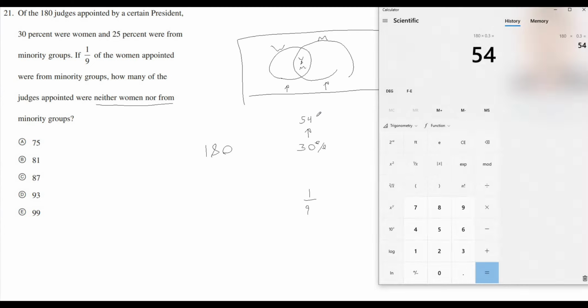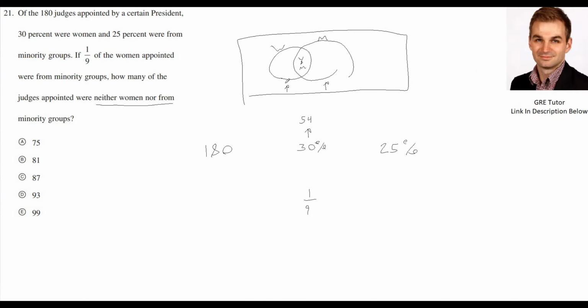Alright, so that's what we got there. And then of those 54, 1/9 of them were also minorities. Okay, so let's divide 54 by 9, and we get 6. So we've got 54 in this whole circle, and then we've got 6 in this area of the circle. So this is going to be 6. This whole thing is going to be 54.